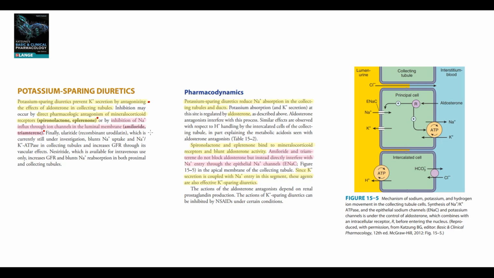The major effect of potassium-sparing diuretics is to reduce sodium absorption in the collecting tubule. And as we said, they can do it by blocking of aldosterone effect directly, or they can do it by inhibition of sodium channels. And because potassium secretion is coupled to sodium absorption, these agents can save potassium molecules. So let's explain how they do it.